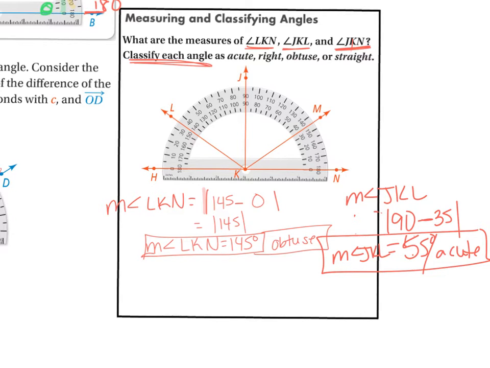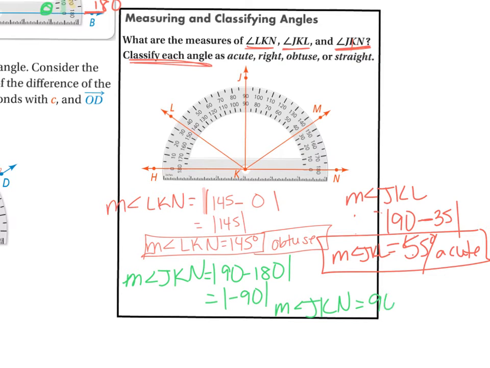I'm going to switch colors. Last one is the measure of angle JKN. J is 90, then K and then N. N is going to be 180. So this is 90 minus 180, which is negative 90. So the measure of angle JKN is 90, and that would be a right angle. And there is your answer. Those are your three different angles and their classification.